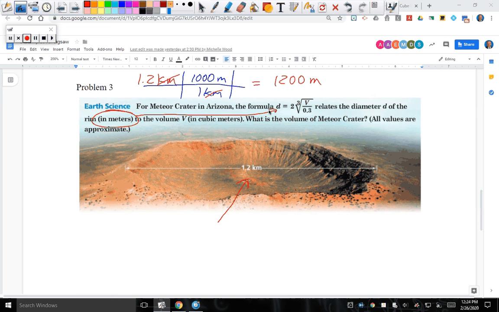So over here, I need to read that this was that D variable in meters. So I have 1,200 is equal to 2 times the cubed root of V over 0.3. What do I do next? Divide by 2. So I have 600 is equal to the cubed root of V over 0.3. You can do it with your calculator if you want, and you need to know the steps though. What do I do next? Cube both sides.